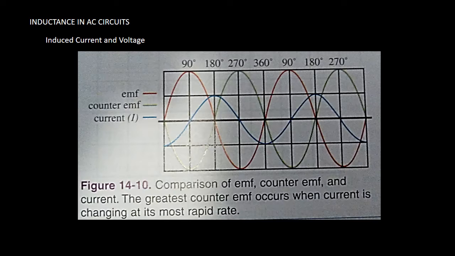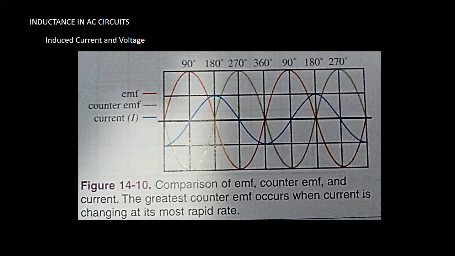Induced current and voltage. Remember that the induced voltage in a coil is the counter EMF. Counter EMF opposes the source. Therefore, it is 180 degrees out of phase with the source voltage.